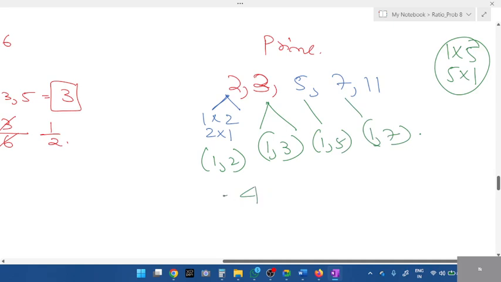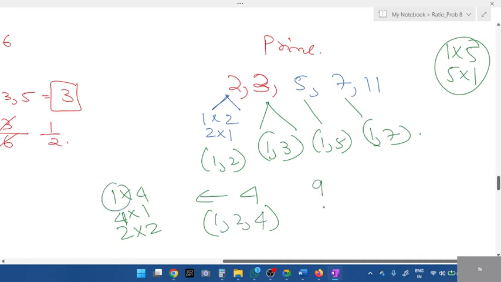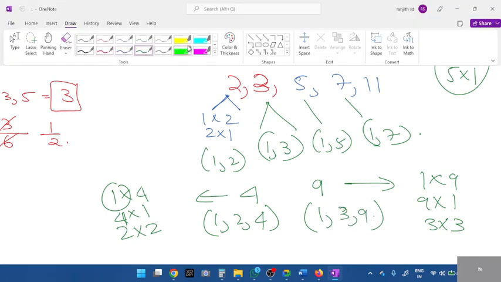Now if I take 4, what are the different ways you get 4? 1 into 4, 4 into 1. Next, any other way? 2 into 2. So what are the different values present? 1 comma 2 comma 4. Now tell me, how many factors do we have for 9, students? 1 into 9, 9 into 1. What's the other number? So what are the different numbers present? 1 comma 3 comma 9. Can you see the difference between prime number and composite?